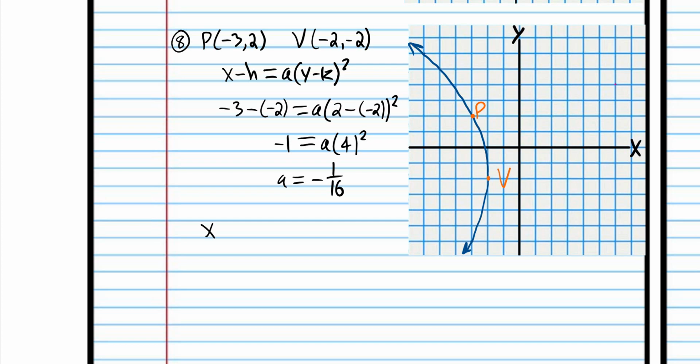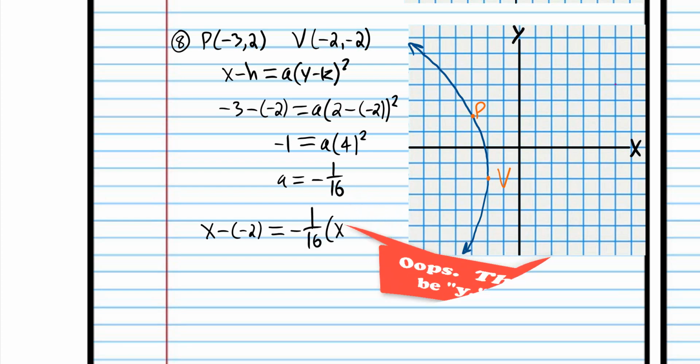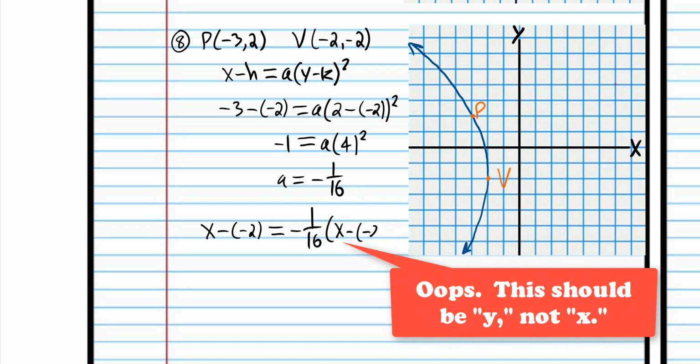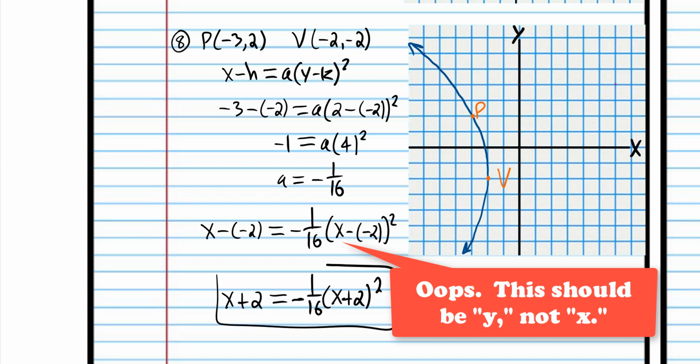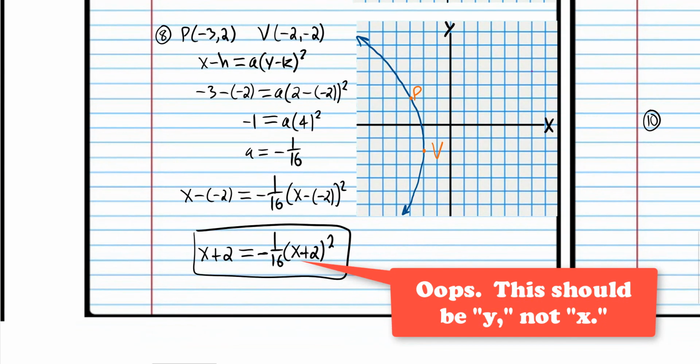So now we can write the equation. x minus the x value of the vertex equals the a value that we just found times y minus the y value of the vertex, squared. Now again, I'm writing an intermediate step there. You don't have to do that. You can just change the sign. You know the sign is going to change. So if you got that answer, excellent.